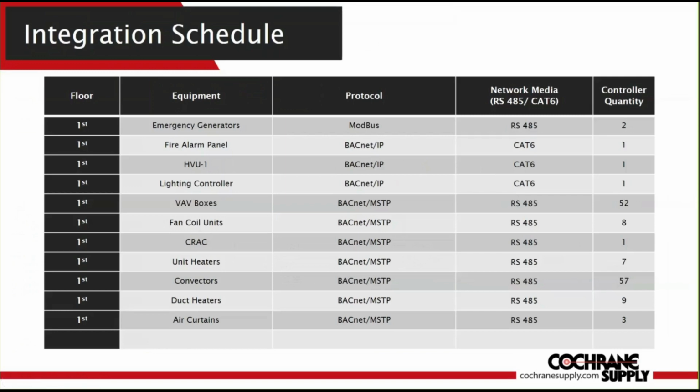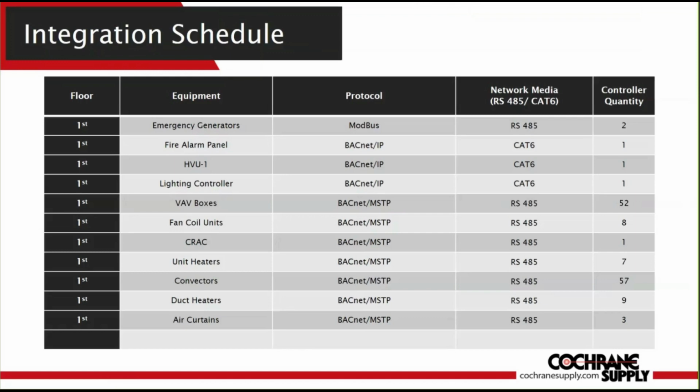Okay, so let's take a look at what an actual integration schedule would look like, right? So this is pretty much a matrix. Now, as a consulting engineer, you don't want to put this on a drawing, right? But if I'm a systems integrator, I'm going to want to put together something like this just to make sure that I know all of the controllers that are actually on my sub networks, right? What the protocol is, and what the network media is, right?